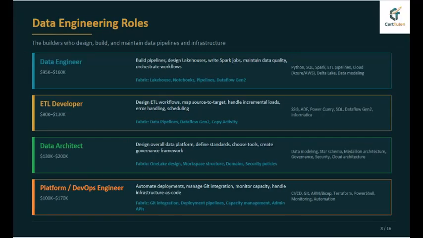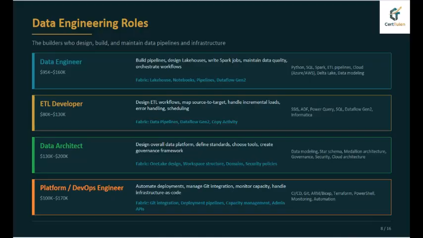The data architect is the person who designs the overall data platform, defines the standards, chooses the tools, and creates the governance frameworks. For example, the data architect is the one who decides what kind of data will be coming, what standards we have to implement, and how the total load has to be handled, whether it is a full load or an incremental load. He is the decision maker for the ETL developer and the data engineer.